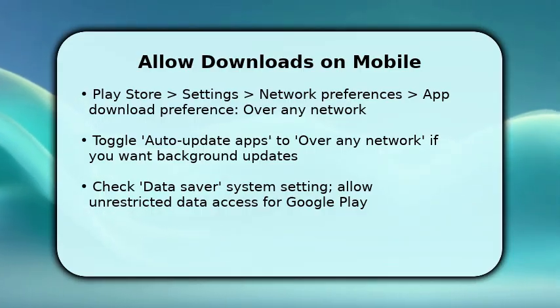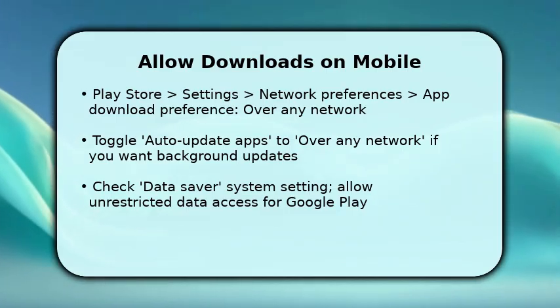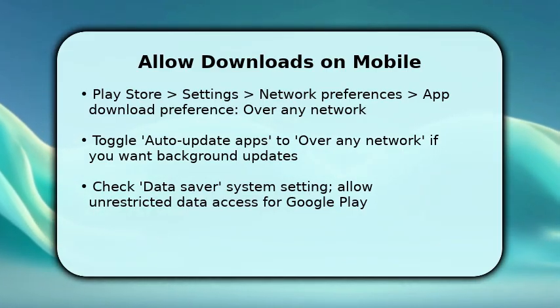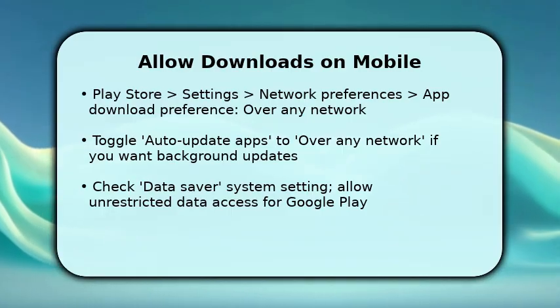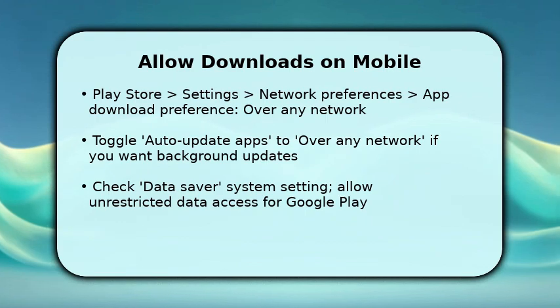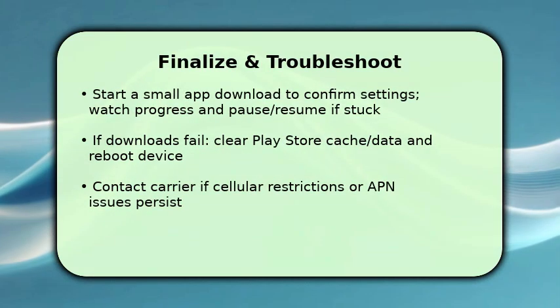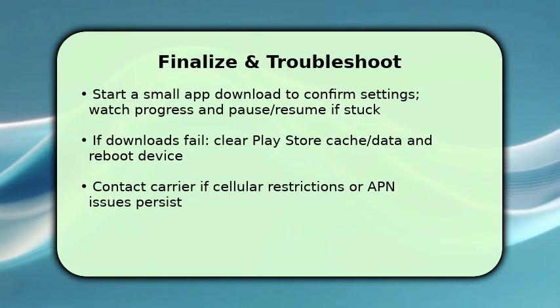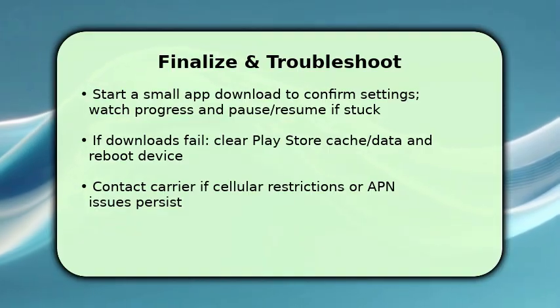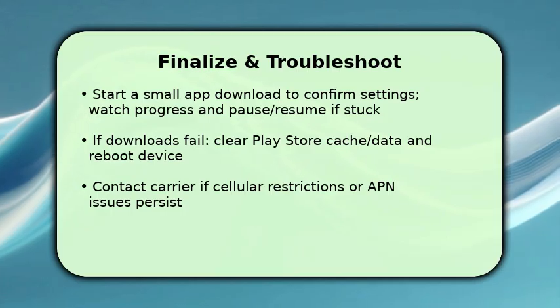Also inspect Android's data saver and grant unrestricted data access to Google Play, which prevents the system from blocking its traffic. These steps ensure downloads run smoothly when Wi-Fi is unavailable. Finish by testing with a small app download so you can observe behavior and confirm settings. Pause and resume if it stalls.